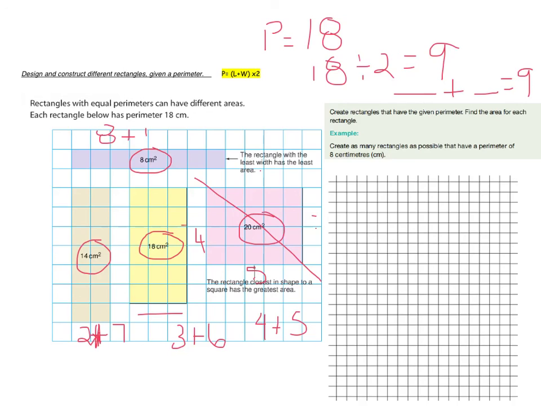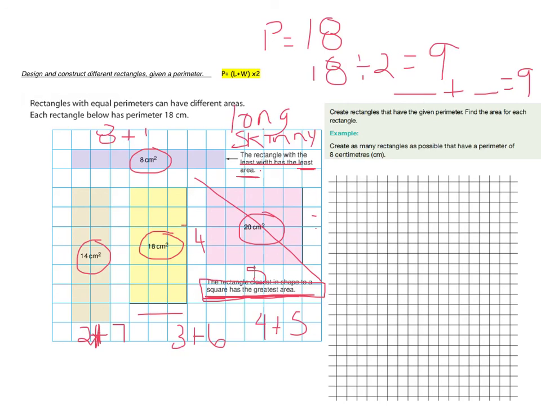From this, we can have a generalization that will help you throughout the unit or throughout the lesson. The rectangle with the least width, the long, skinny rectangle, has the least area, the smallest area. The rectangle that is closest to a square, the most square-like rectangle, has the greatest area. That's going to be important. That's going to help you later on. All right, now you get to do some practice.